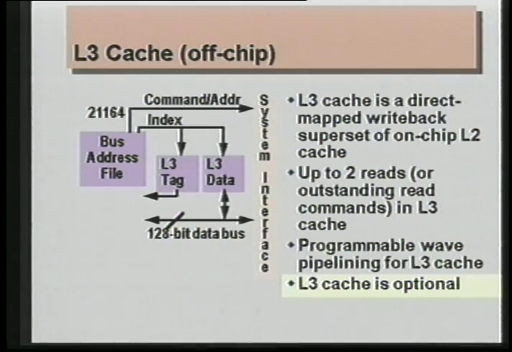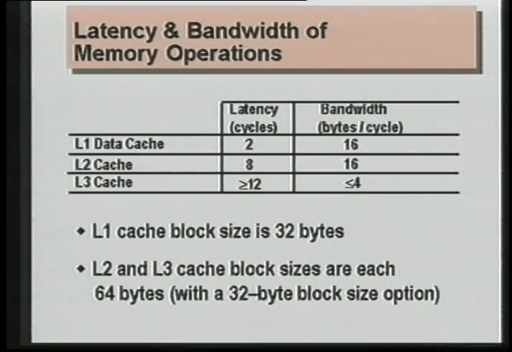Okay, the next slide shows the latency and bandwidths of the 3 cache levels. For loads that hit in the level 1 cache, the latency is 2 cycles. For loads that miss in the level 1 cache and hit in the level 2 cache, the latency is 8 cycles. And for loads that miss on the on-chip caches and hit in the off-chip cache, the latency is as little as 12 cycles, depending on the speed of the static RAMs.